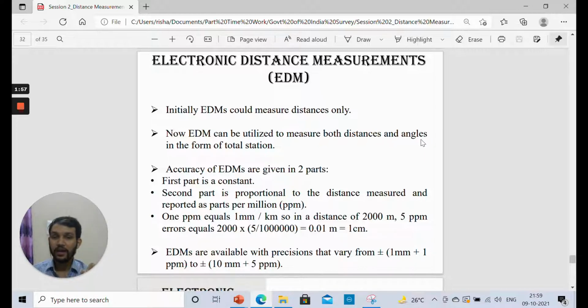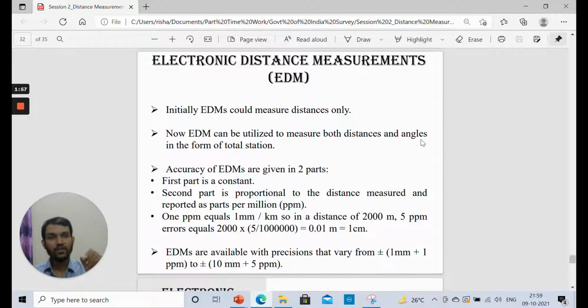You can see here, initially EDM devices were only used to measure distances, but now they can be utilized to measure both distances as well as angles in the form of the total station. Hence it forms a complete package and can be used to measure any reading. So it is one of the most important pieces of equipment for a surveyor going into the field. It gives very high accuracy, eliminates most of the errors, and there are very few chances of error using EDM devices.